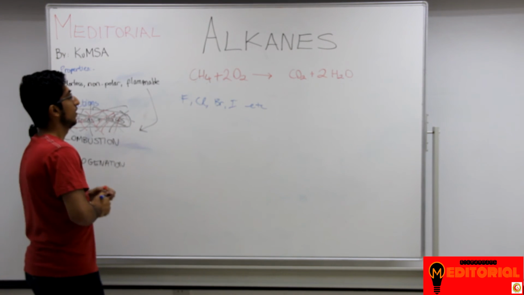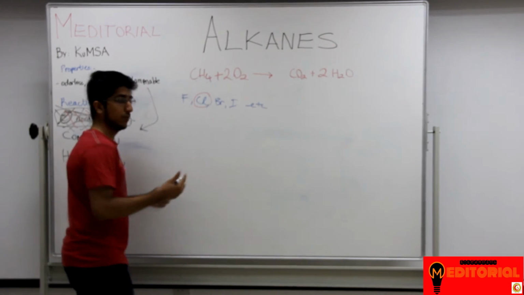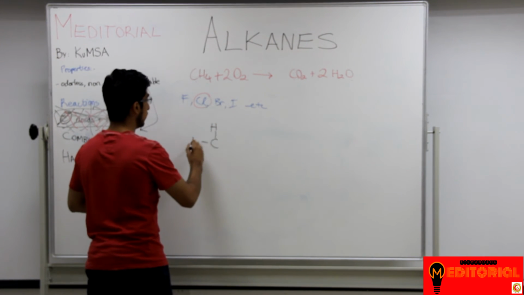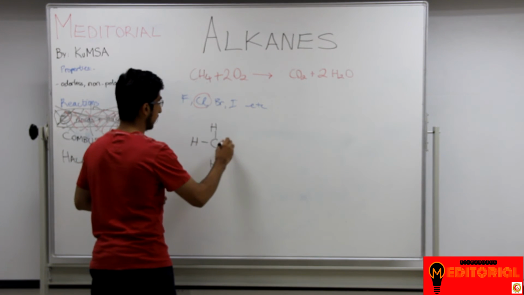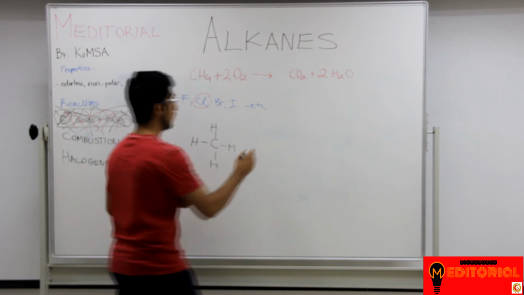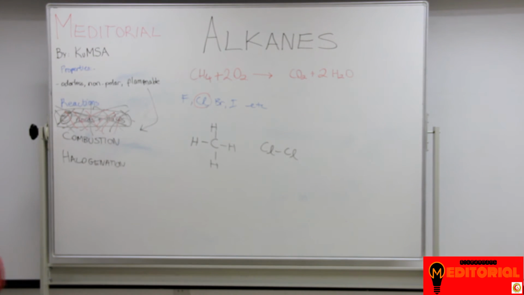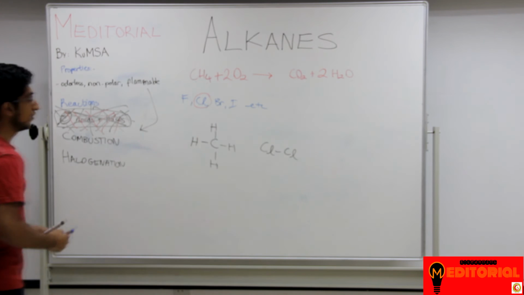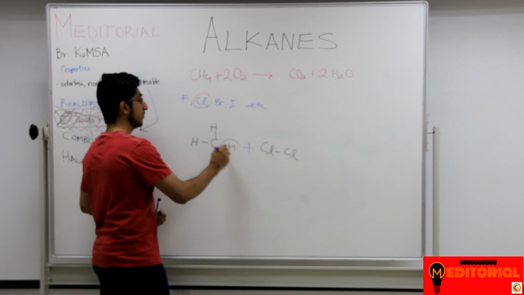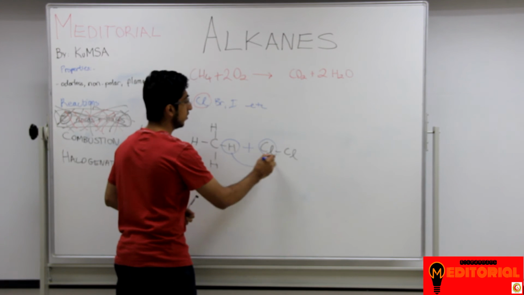For this case, let us take chlorine because I like chlorine. So I'm using chlorine. I'm going to draw the structural formula of methane, and then I'm going to draw out the structural formula of a chlorine molecule. Now, if you remember correctly, chlorine exists as diatomic molecules. So if I take a methane and if I take a chlorine, what happens is this hydrogen, or in fact any hydrogen, will swap with a chlorine.